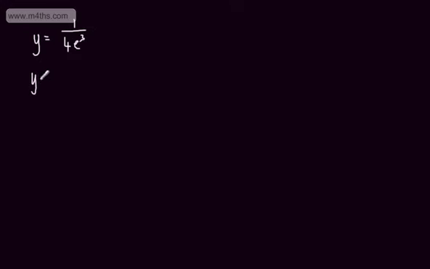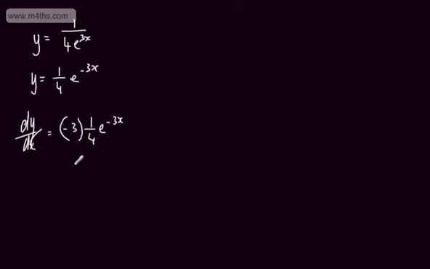We could simply write this now as y is equal to 1/4 e to the minus 3x. So our derivative dy by dx would simply now be multiplying through by the derivative of the inside function. The derivative of the inside function now is going to be minus 3, so we have minus 3 times 1/4 e to the minus 3x. And of course you could write that as minus 3/4 e to the minus 3x. That's just something to be aware of.